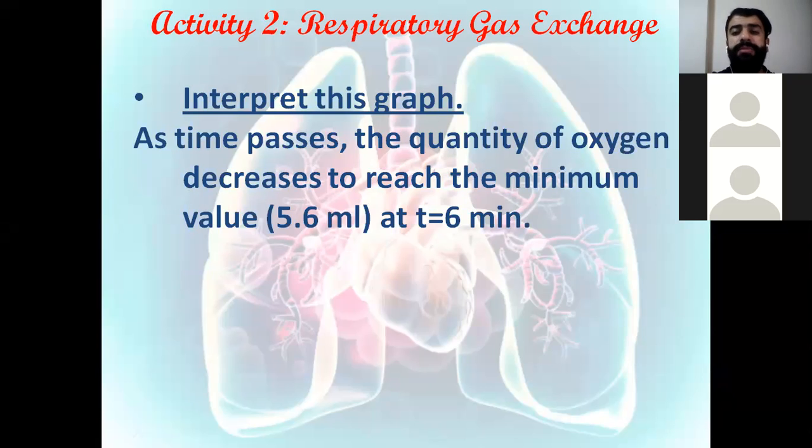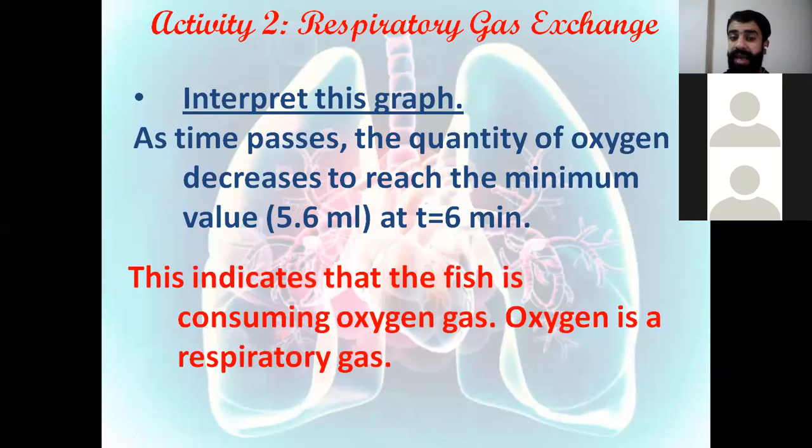It reaches the minimum value, minimum level, 5.6 at time equals 6 minutes. Some of you are going to ask me, can I say as time increases from 0 to 6, the quantity of oxygen decreases to 5.6? Yes, you can do this. So here we did the analysis. Indication: what does this indicate? This indicates that the fish is consuming oxygen gas. So oxygen is a respiratory gas since the amount of oxygen is decreasing.